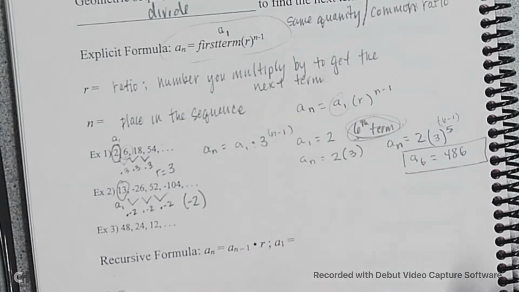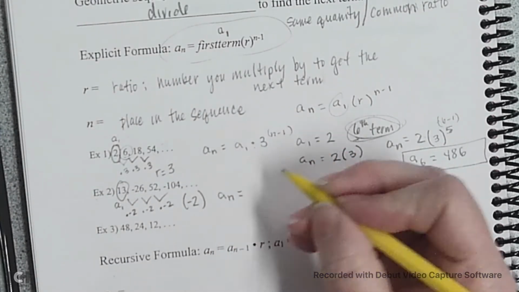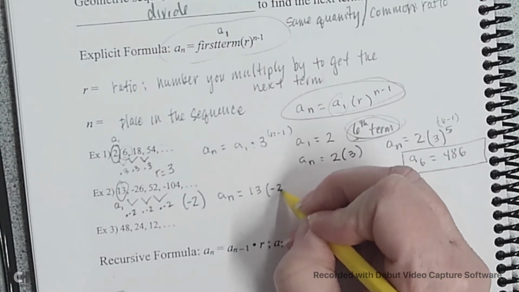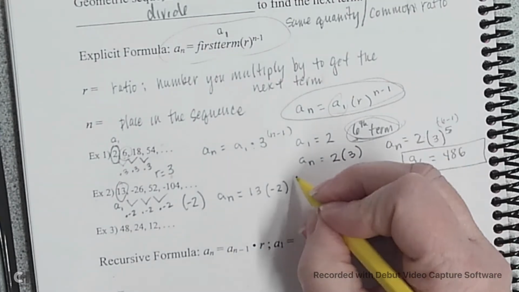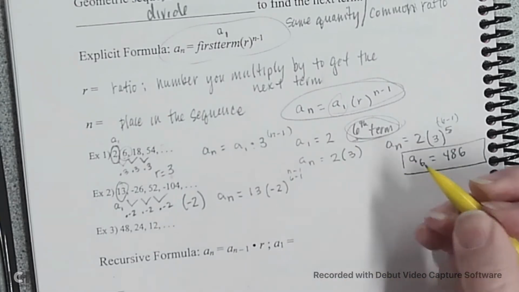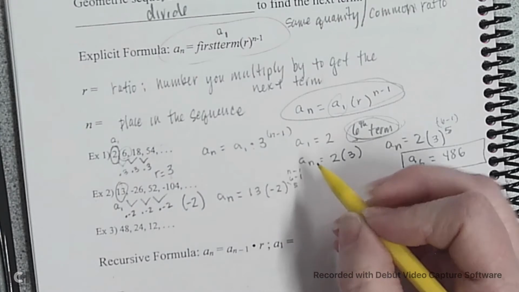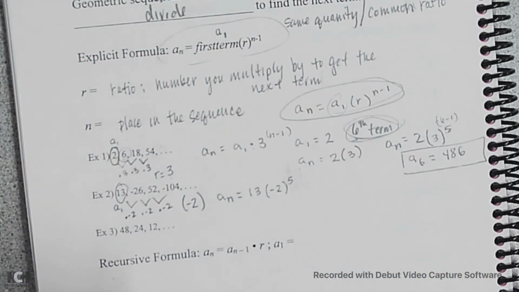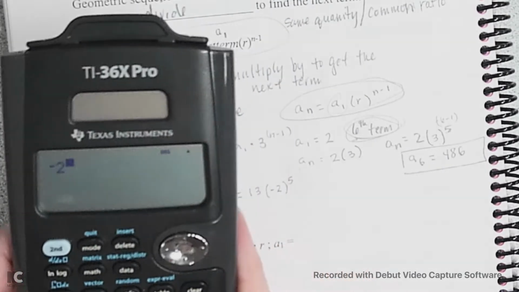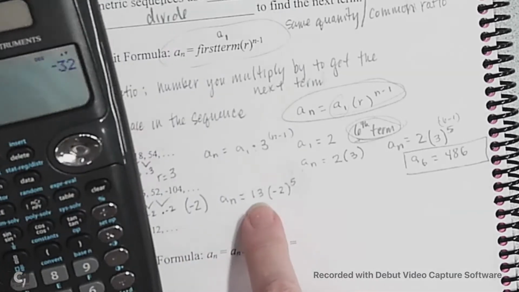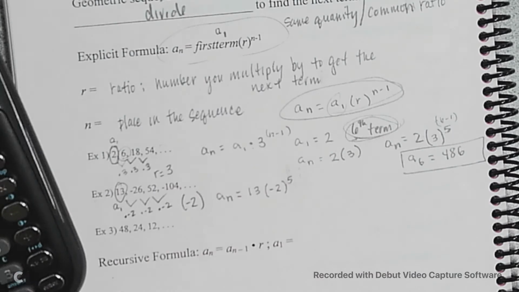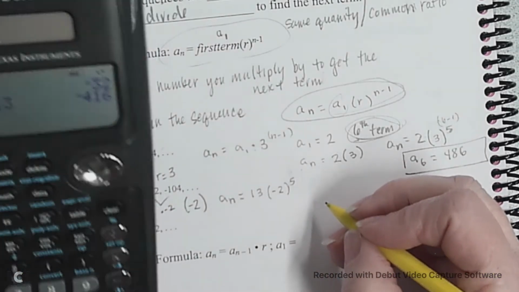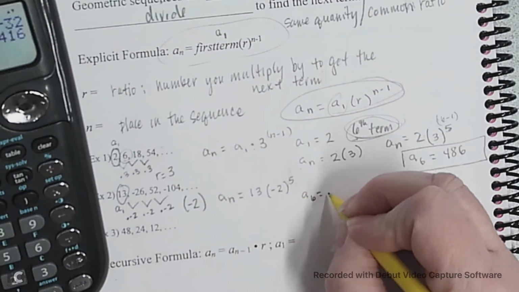Now I want to find the sixth term again, so let's write this into our formula. a sub n equals my first term, 13, times my ratio of negative 2, and we want the sixth term, so 6 minus 1, because this was the n minus 1, which is 5. In your calculator, negative 2 to the power of 5 equals negative 32, times my a sub 1, which is 13, which equals negative 416. So a sub 6 equals negative 416.